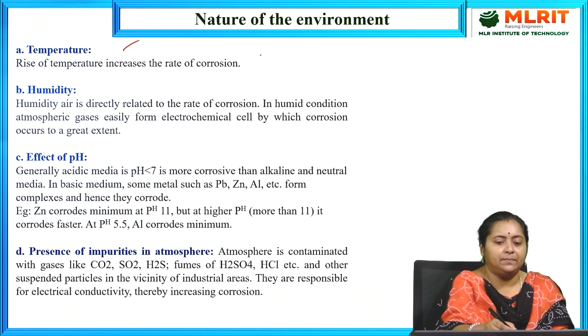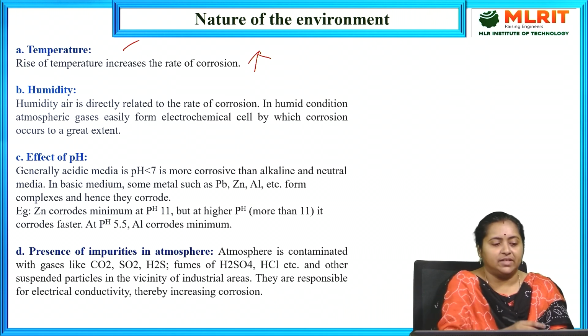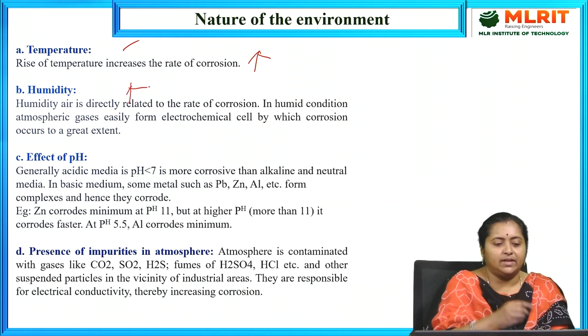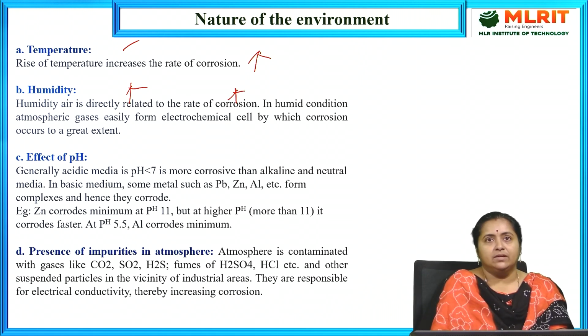So, let us see with temperature. With the increase in temperature, rate of corrosion reaction also gets increased. In the case of moisture content or humidity, these are directly proportional to each other. If it is increased, then rate of corrosion reaction also gets increased, because formation of electrochemical cells will take place easily on the metallic surface. So, corrosion reaction takes place to a greater extent.